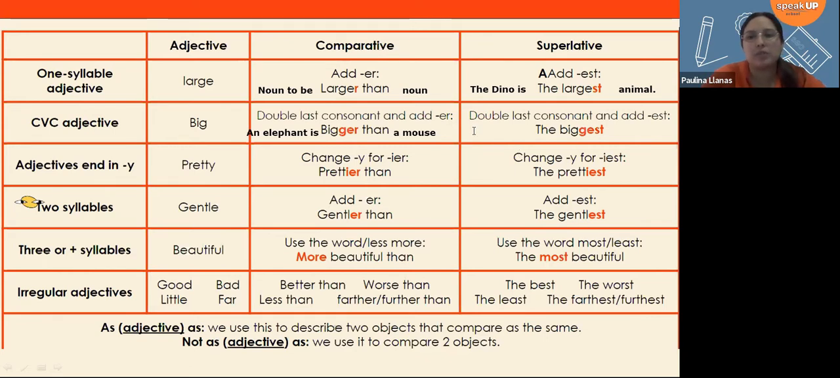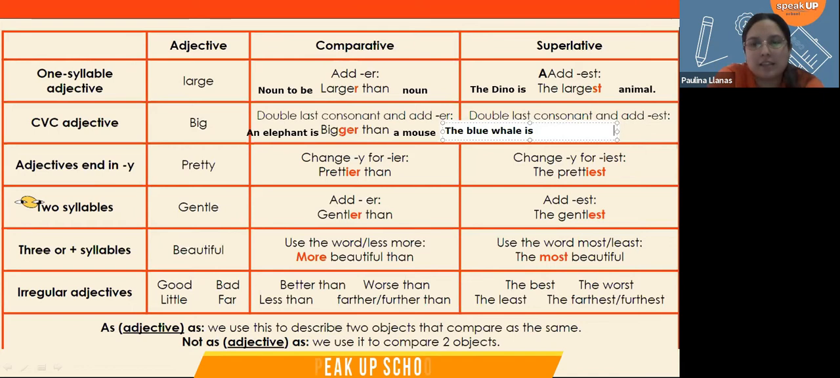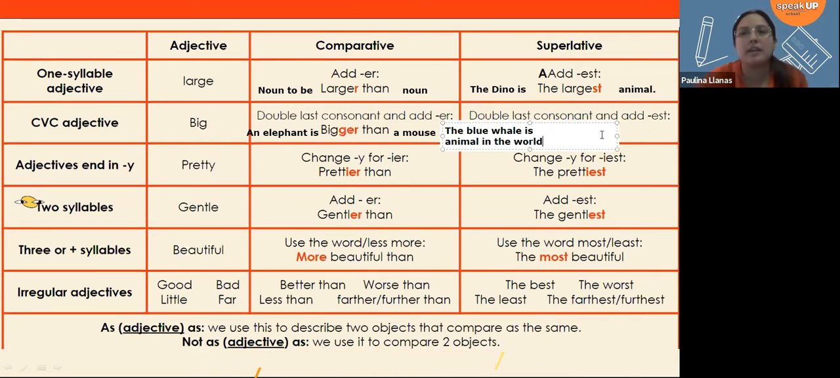So in this case, we will say that the blue whale is the biggest animal in the world. And here we are not comparing. We are saying that the blue whale is the biggest animal of all the animals. Okay, the blue whale is the biggest animal in the world. This is the superlative of all the animals.